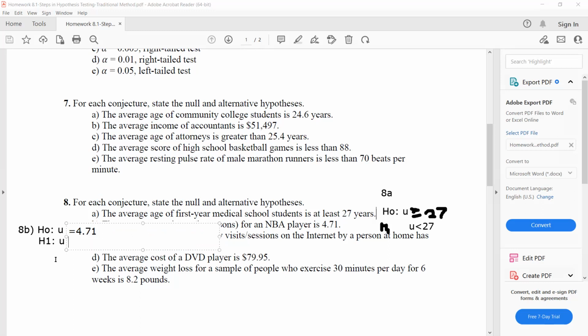And so underneath that, I would write, we did an equals up here in number 7. Look at A and B of number 7. It's very similar. Is equal means slash, right? We read that as not equal to. So the other one would be not equal to 4.71.